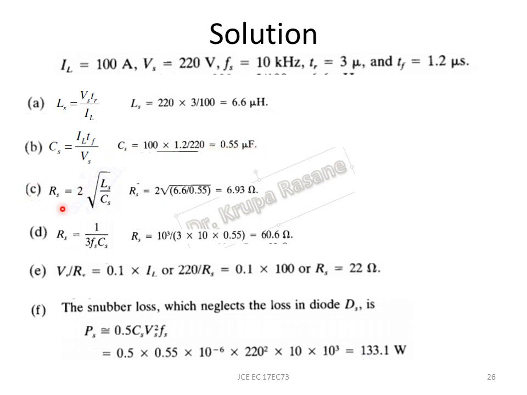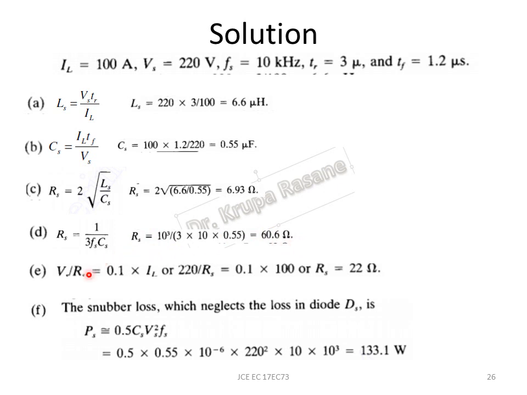And this is the value of Rs that I need to evaluate under critically damped conditions. I will get Rs as 6.93 ohms. And this is the value of Rs that I am evaluating for the discharge time being 1/3 of the switching period. So I get Rs as 1/3 Fs into Cs. From that I get the Rs value as 60.6 ohms.